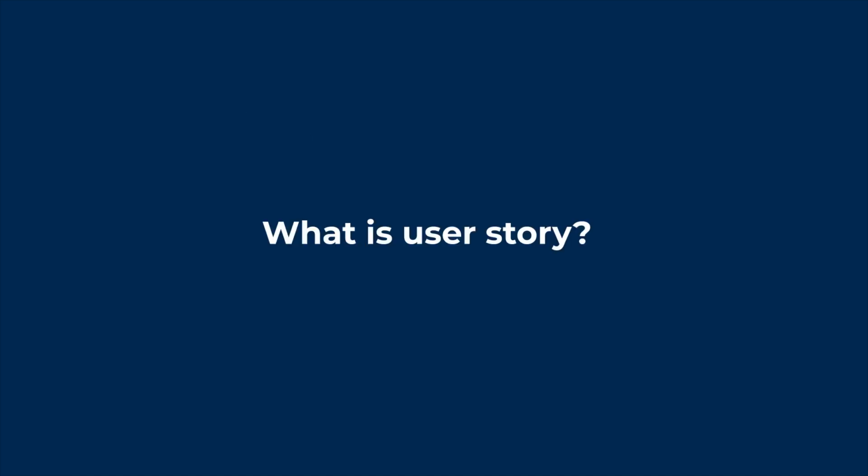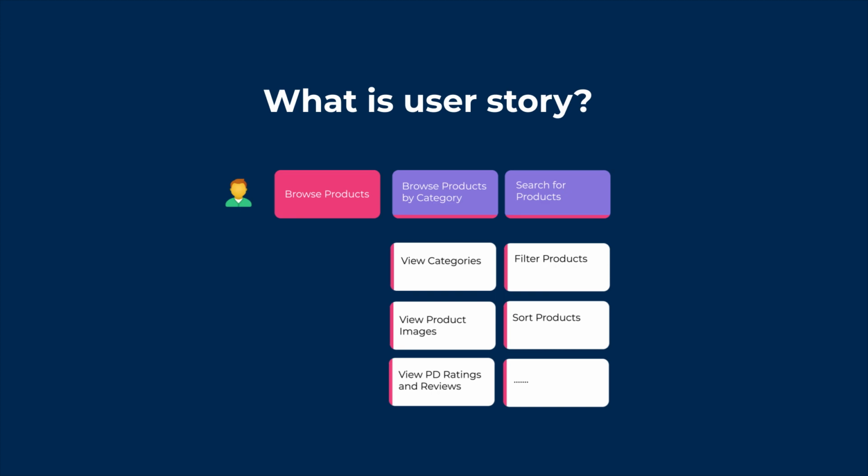What is user story? A user story is a concise, informal description of a feature or functionality from the perspective of an end user or customer. It is typically used in agile software development as a means of capturing requirements and helping teams to understand what needs to be built and why. A user story typically follows a simple template that includes a description of the user's goal or need, and the benefit or value that the user will gain from the feature or functionality.